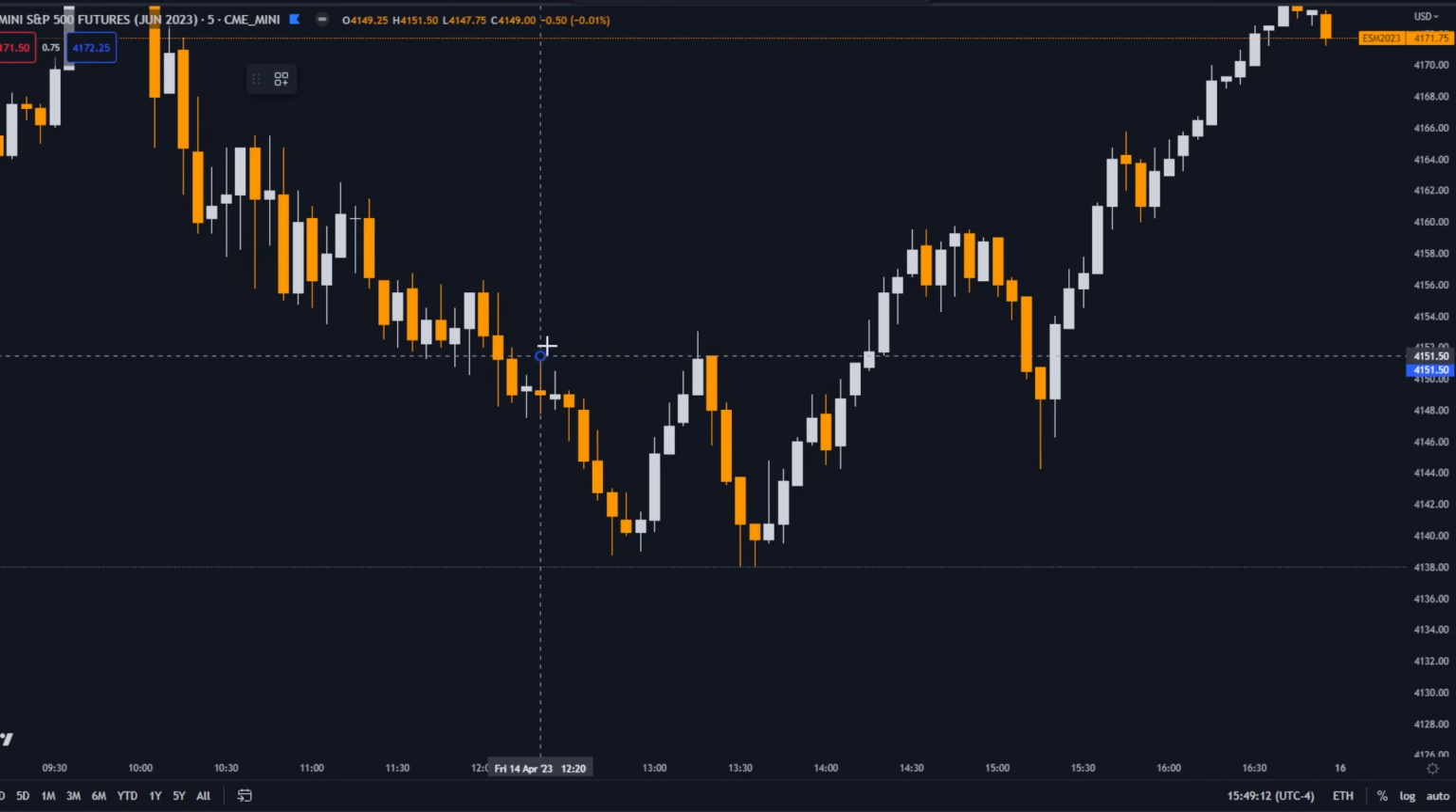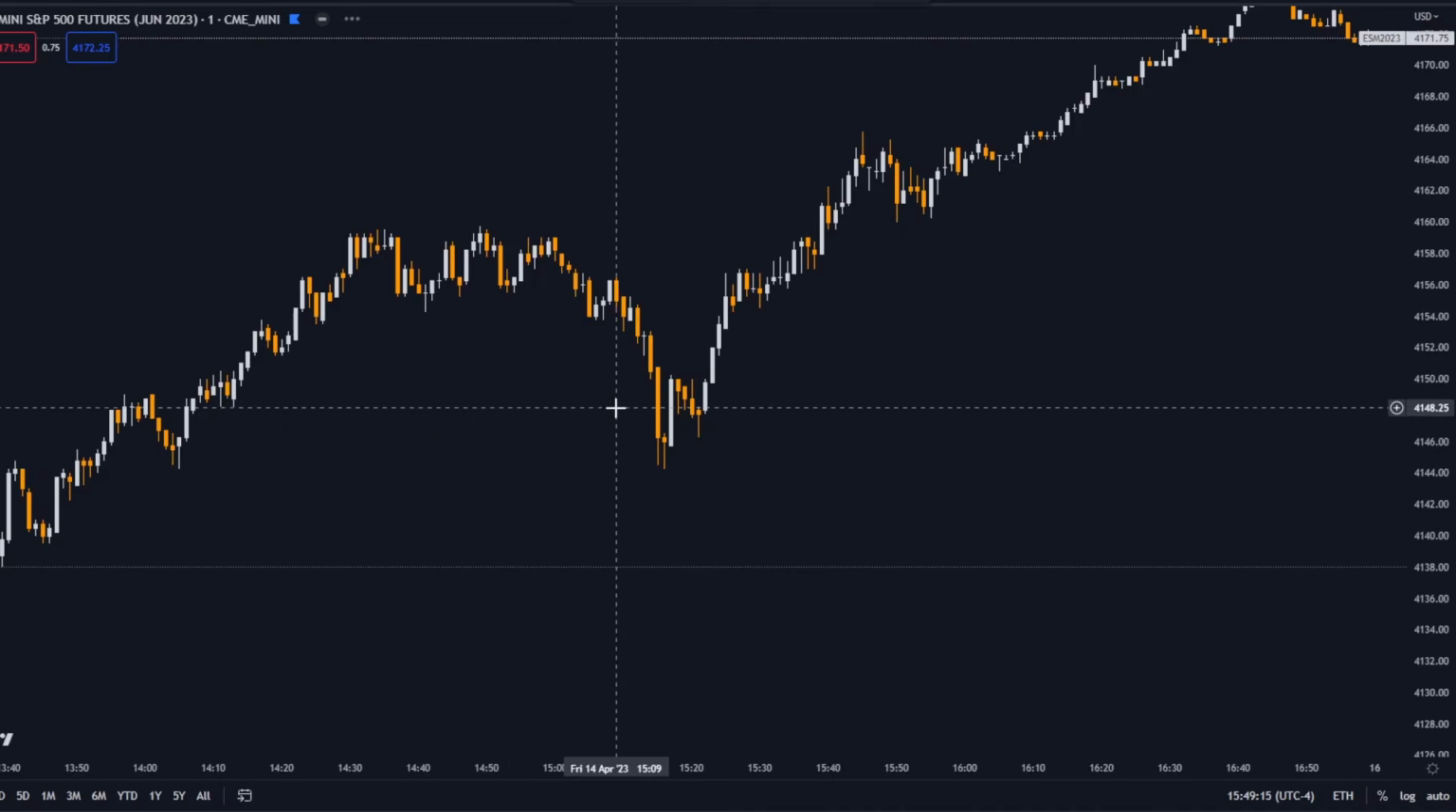So after the break of this liquidity, go to the 1 minute chart.